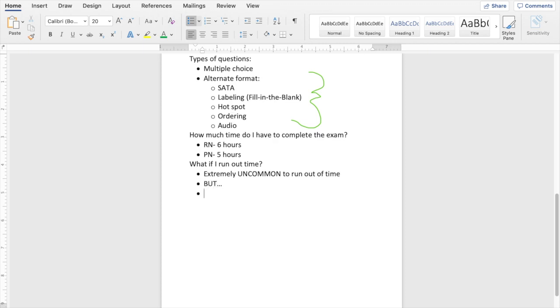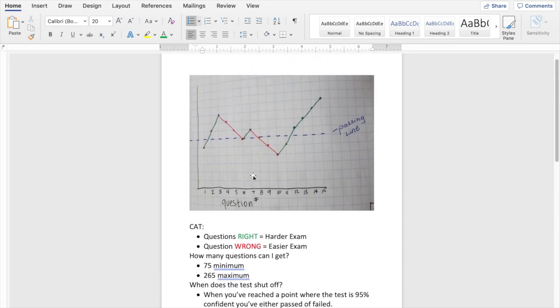But that being said, if you do run out of time, the test will look at the last 60 questions, and if a single one of those answers is under the passing line, you will fail the exam. So I wanted to go back up to this graph if you're visual like I am. So let's say this person, the test shuts off at 15 questions because this person ran out of time. I don't know how that happens, but maybe this person fell asleep. But for the purposes of this video, they ran out of time at question 15. So since the test looks at the last 60 questions, since this person answered questions below the passing line within that past 60 questions, this person would fail.